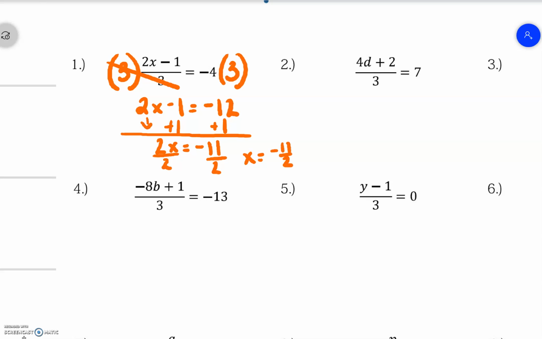Now, the reason I did not write it as a decimal is because there were no decimals in our problem to begin with. So if there are no decimals, don't write your answer as a decimal. Leave it as a fraction. And that's our answer.